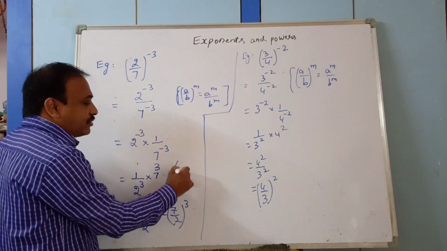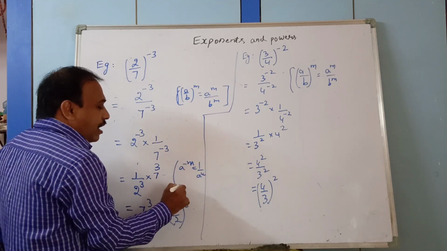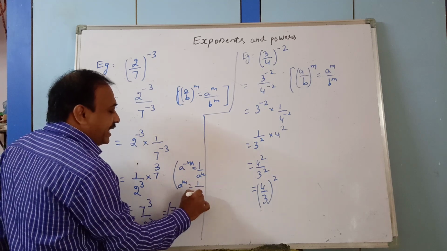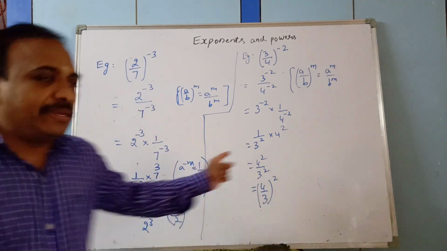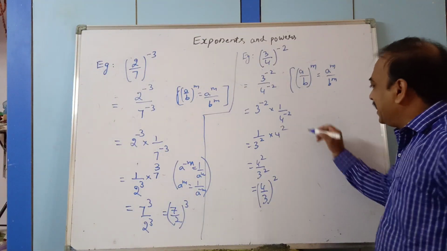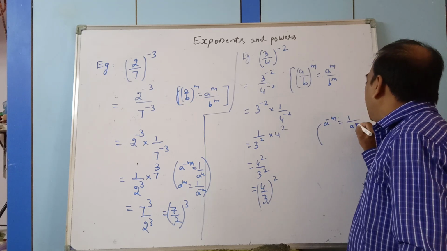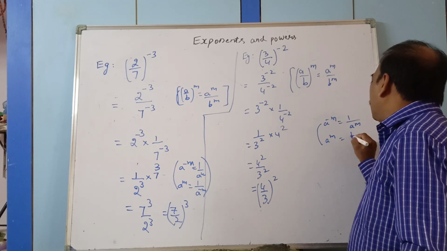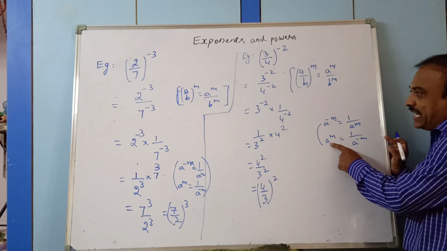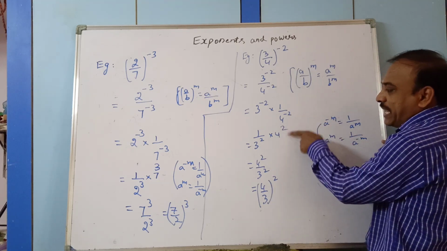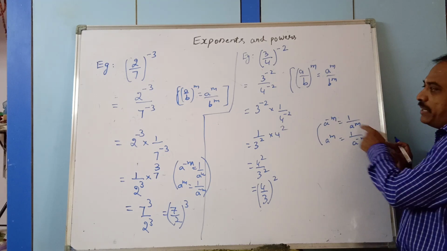Here we forgot to write the identity. What is the formula we are using? a to the power minus m is equal to 1 by a to the power m, or a to the power m is equal to 1 by a to the power minus m. So that formula we are using over here. If you have 1 by a to the power minus m, you can write it as a to the power m. If you have a to the power minus m, then you can write it as 1 by a to the power m.